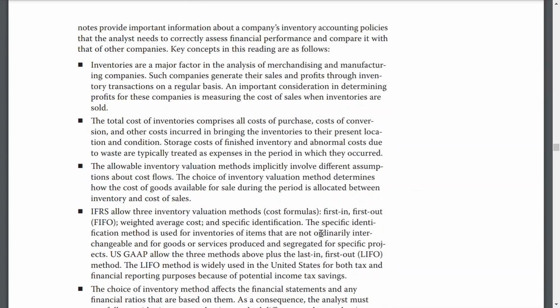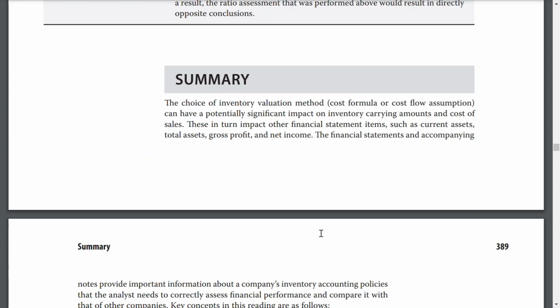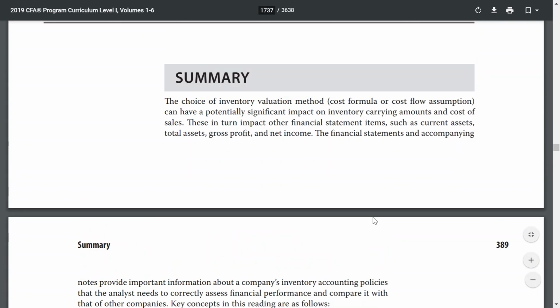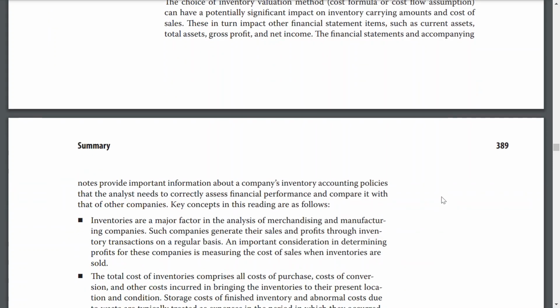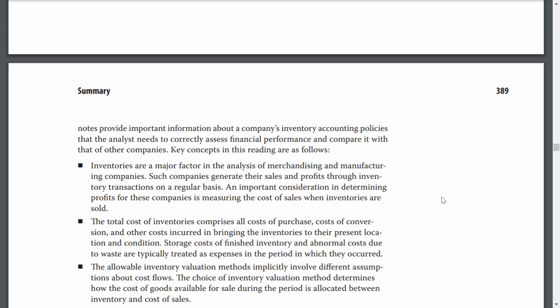Summary. The choice of inventory valuation method, the formula or cost flow assumption, can have potentially significant impacts on inventory carrying amounts and cost of sales. These in turn impact other financial statement items such as current assets, total assets, gross profit, and net income. The financial statements and accompanying notes provide important information about a company's inventory accounting policies, and the analyst needs this to correctly assess financial performance and compare it with that of another company.